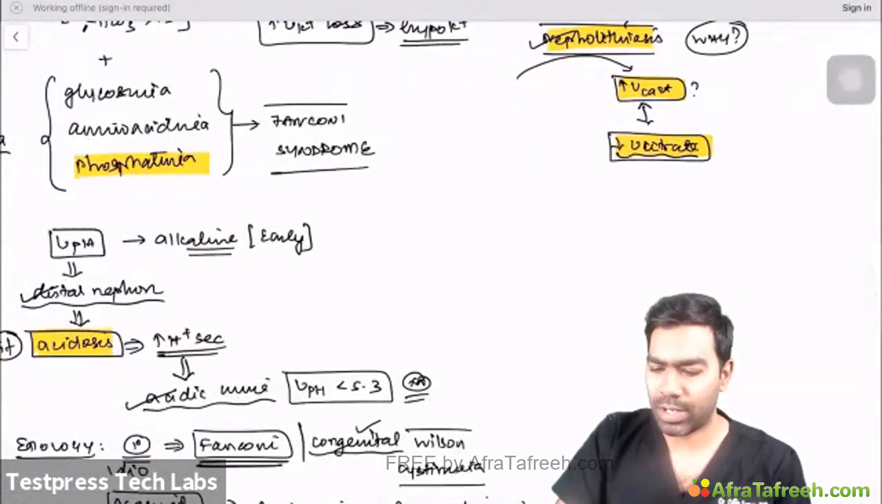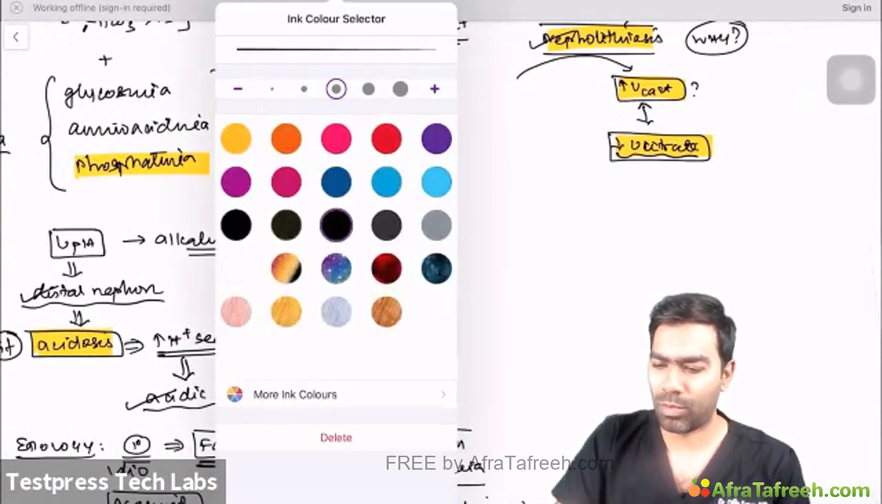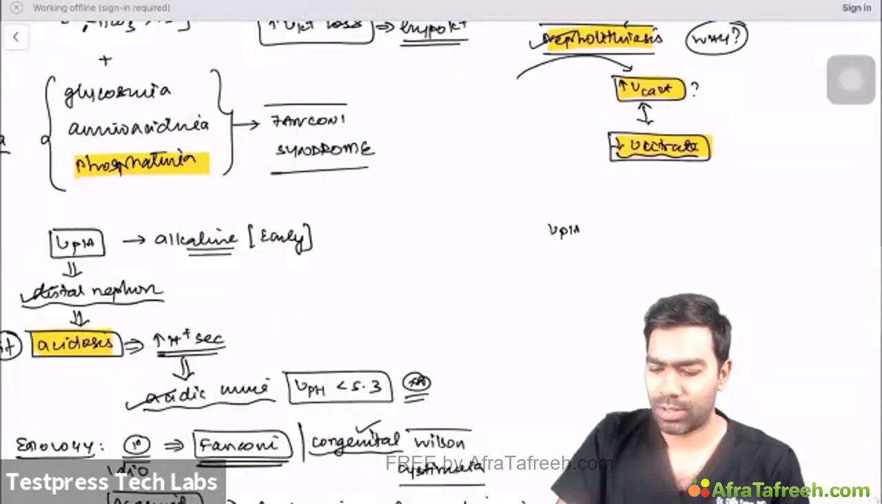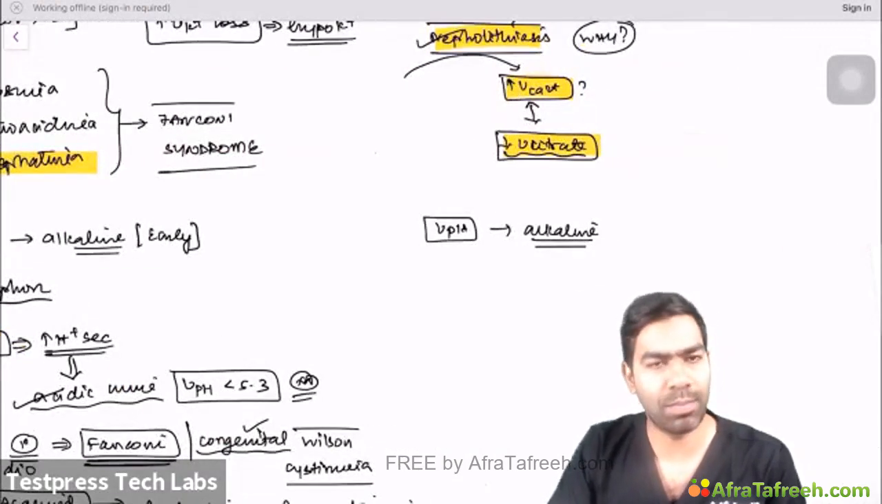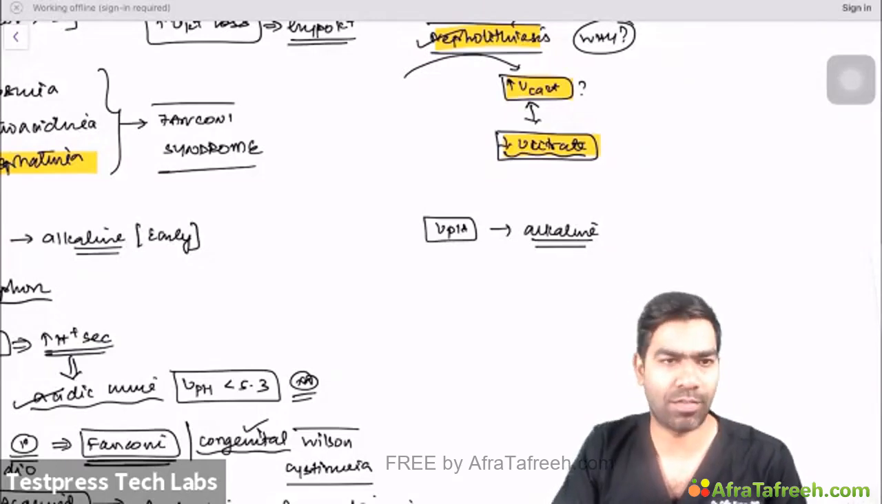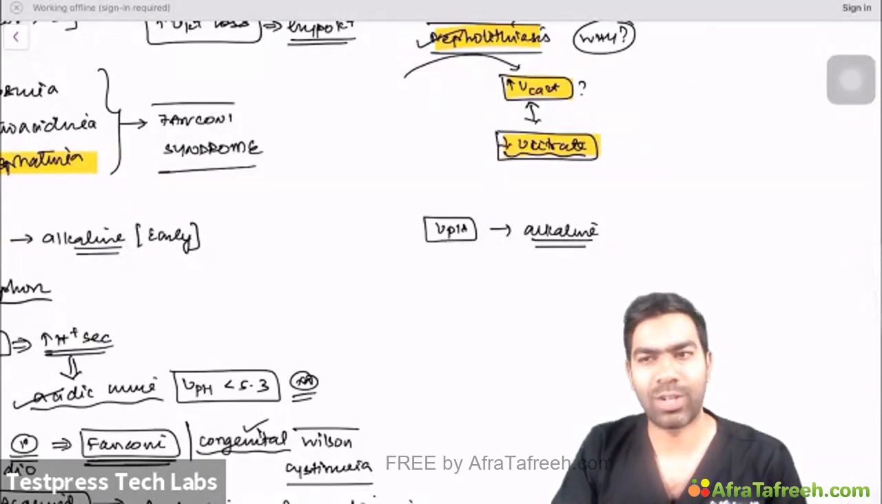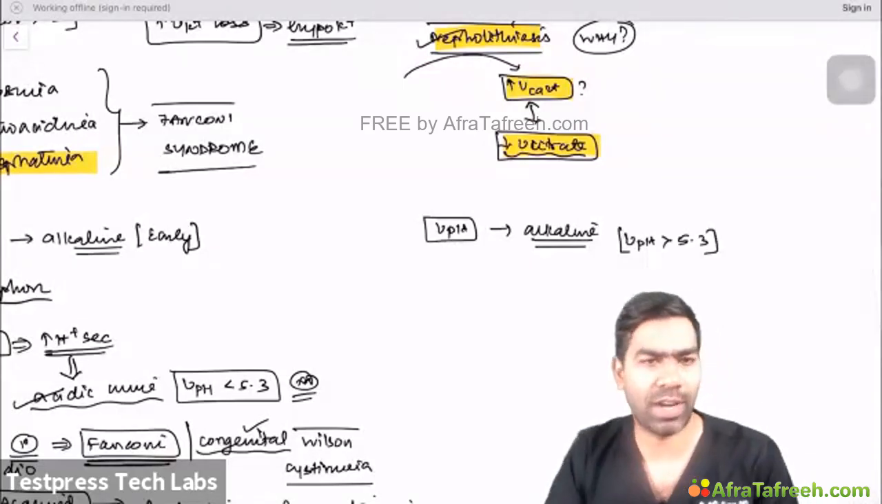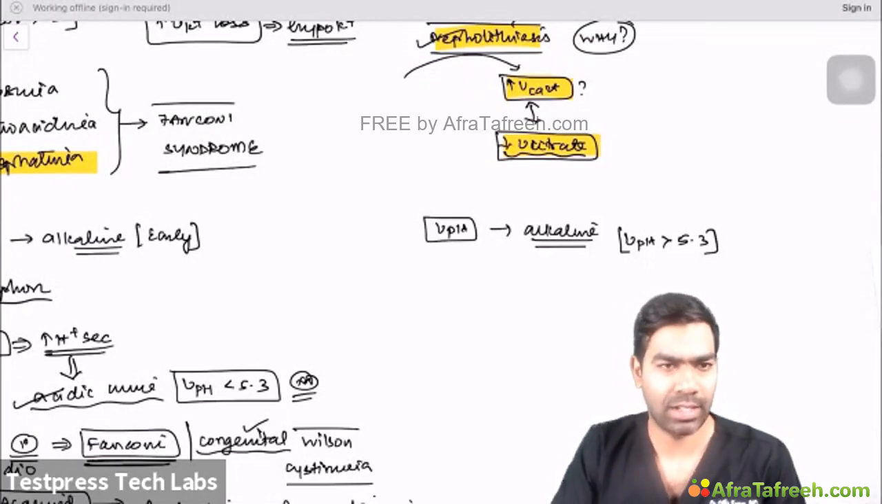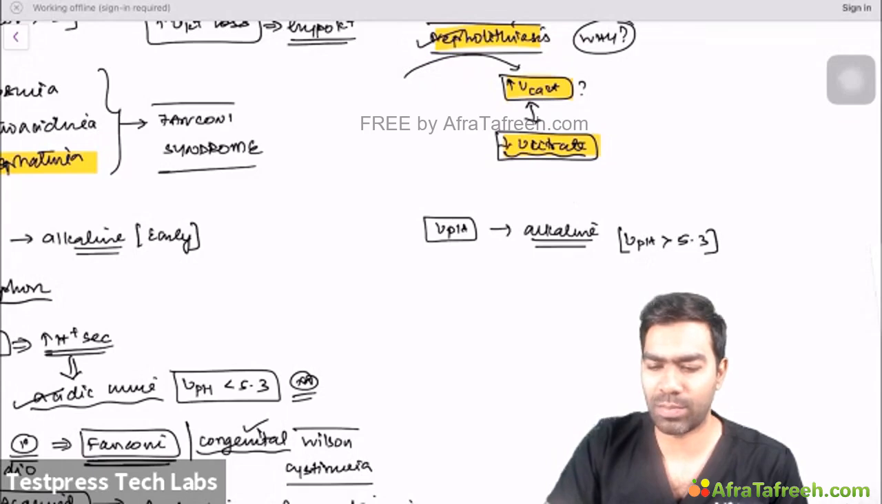Now, what about the urinary pH? The urinary pH will almost always be alkaline in distal RTA, because to acidify the urine, the one important thing that you need is the distal nephron. If the distal nephron is not there, you cannot acidify the urine at any cost. So urine will remain alkaline. By definition, urine pH will remain more than 5.3, or some books say 5.5, some books say 6 as a cutoff, so it doesn't matter. No matter what, urinary pH will always be alkaline.